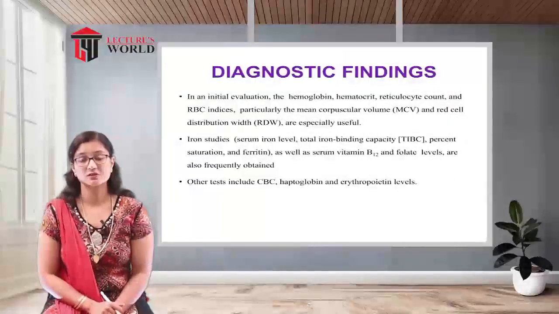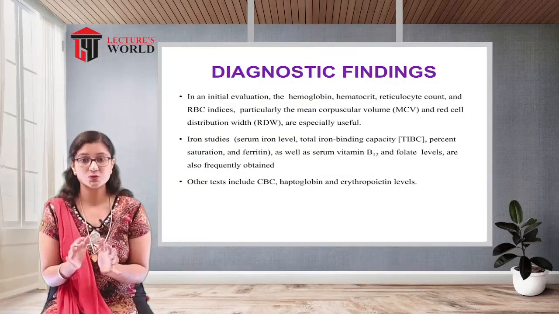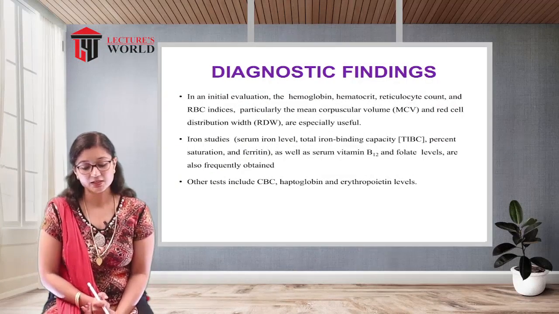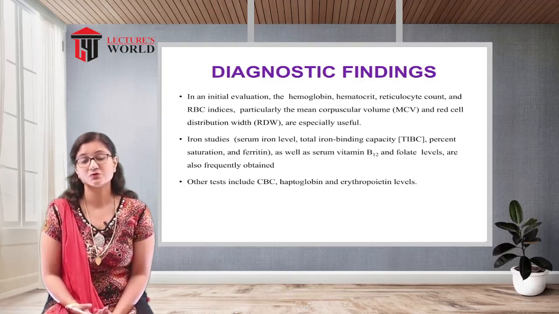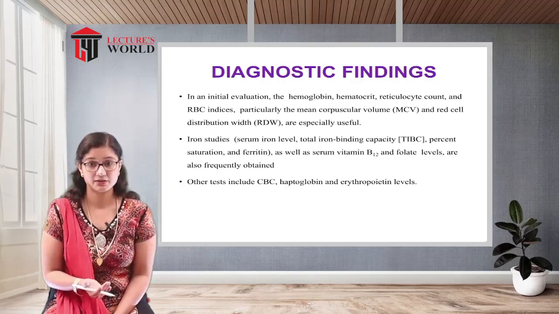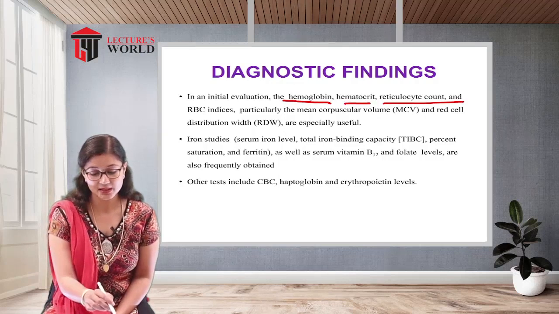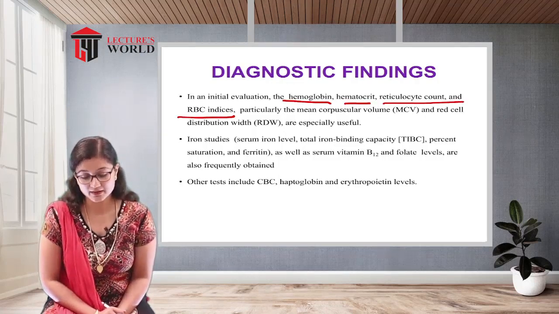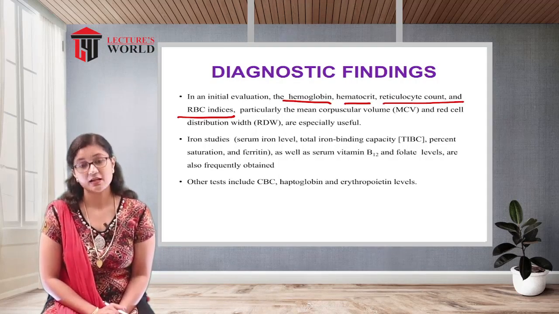Next is the diagnostic finding. Hopes you understood all what clinical manifestation you can write if overall anemia is asked for you. Next is diagnostic finding in an initial evaluation. So what we need to do is CBC, complete blood count, which helps us to know what is the hemoglobin, how much is the RBCs in our patient, right? So hemoglobin, hematocrit, reticulocyte count, RBC indices, particularly the mean corpuscular volume and the red cell distribution width are especially very useful in identifying anemic patient.